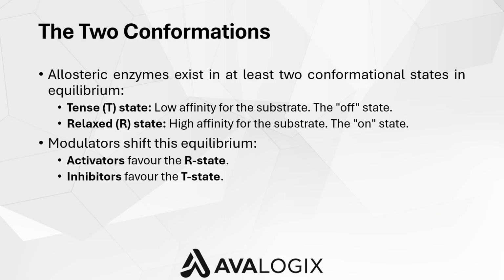In the absence of a modulator, the enzyme fluctuates between these two states. The allosteric activators and inhibitors we just discussed work by shifting this fundamental equilibrium. An activator binds and locks the enzyme in its R state, tipping the balance heavily toward the active form. Conversely, an inhibitor binds and locks the enzyme in its T state, pushing the equilibrium toward the inactive form. This elegant, reversible, and dynamic model explains how a cell can finely tune the activity of an enzyme in real time.